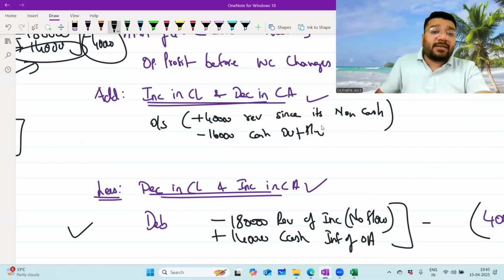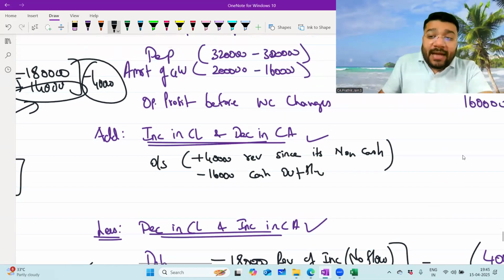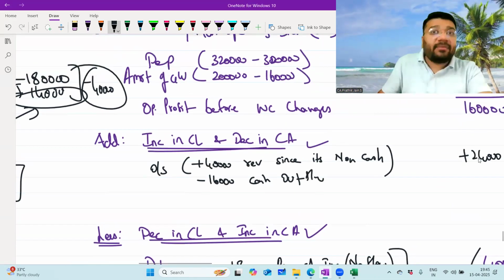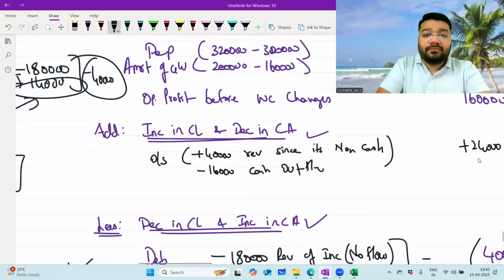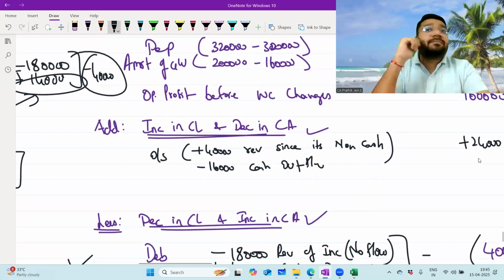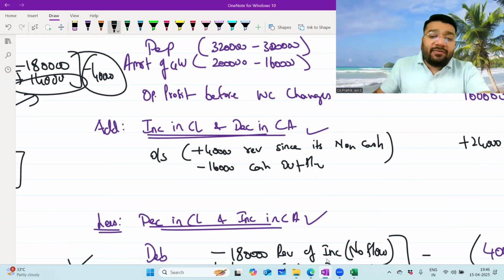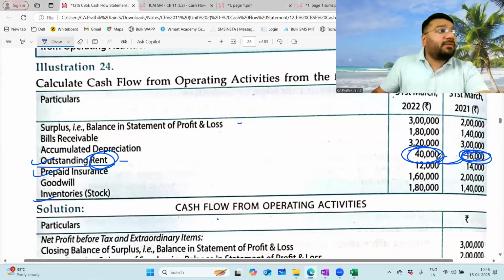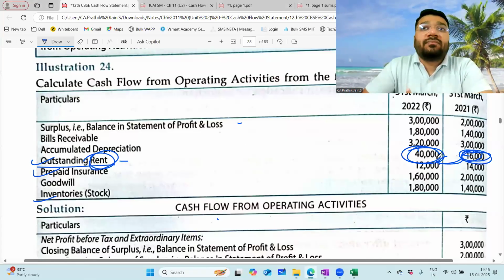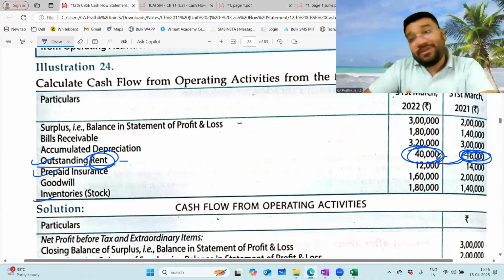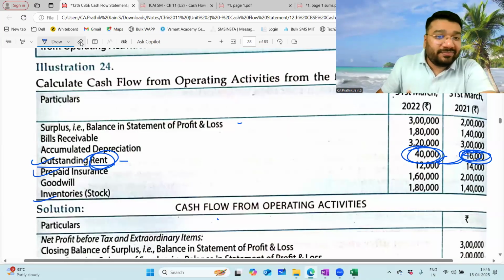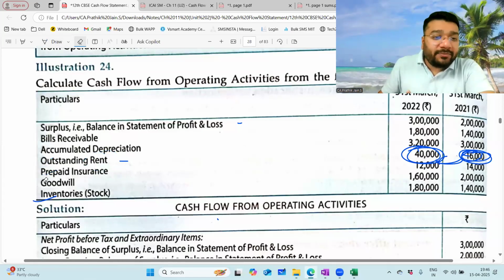So net how much will you add? Net impact is 24,000 to be added back. Net impact I have to take. Any problem? Technically, when you take the difference, automatically that inflow and outflow is adjusted. But there's a reason behind what is the meaning of 40,000 and what is the meaning of 16,000. If this is understood, can I go to the next point? Yes.